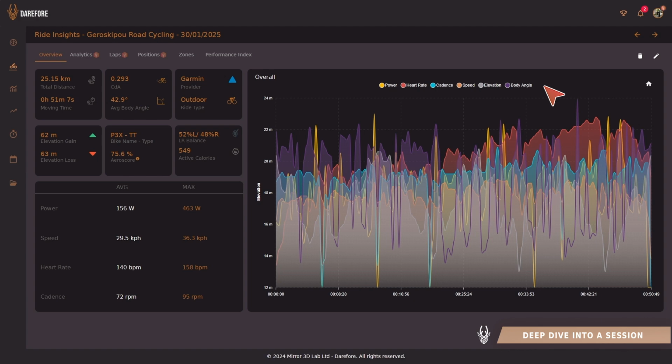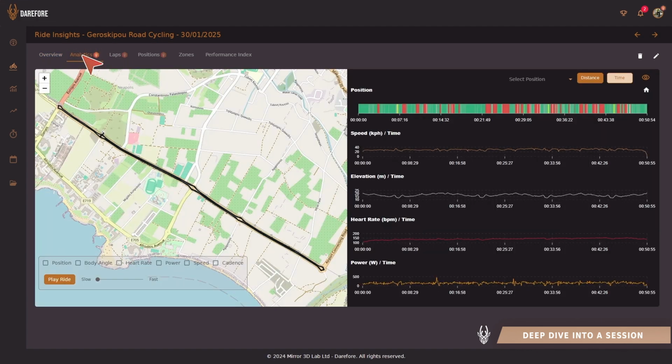To delve deeper, let's explore the Analytics tab. Here we can analyze the ride in greater detail. On the right side of the screen, you'll find a series of charts displaying key metrics like speed, heart rate, power, and elevation over time. You can customize these charts by clicking on the eye icon and selecting which charts to be visible.